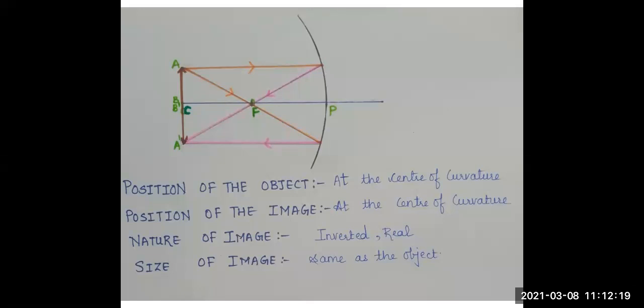Now, the reflected rays which are drawn in pink color, they both meet or cross each other. They have a point of intersection. So the formation of the image is real. AB and A dash B dash are having the same length. If you measure the height, that is length. So they are having the same length, so the size of the image is the same as the object.